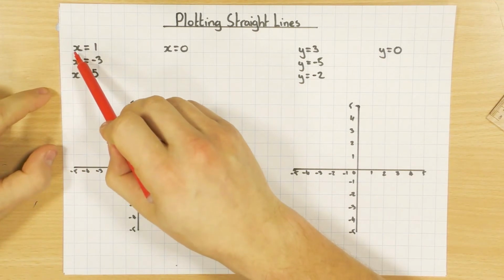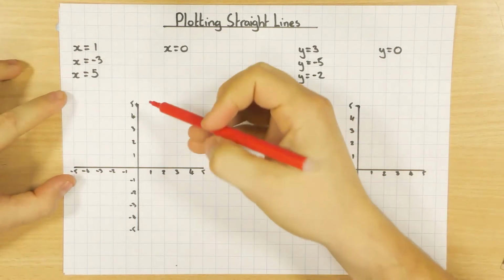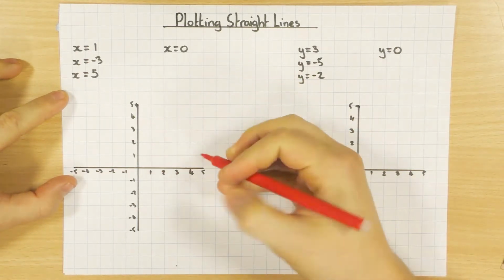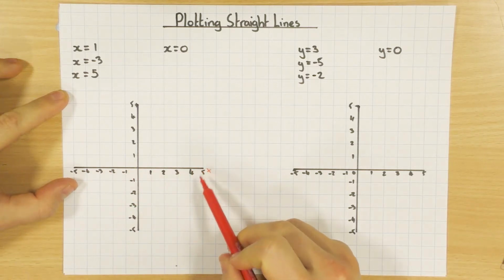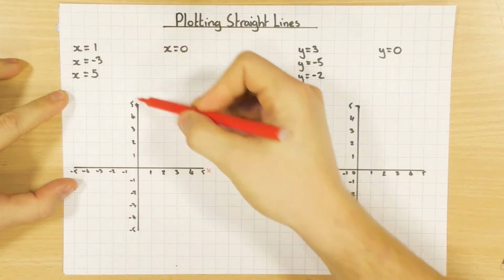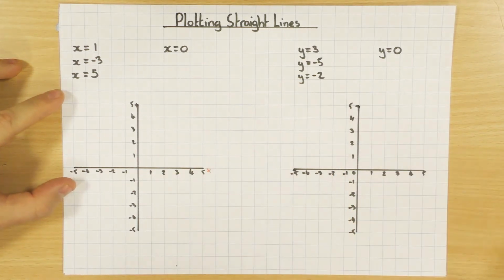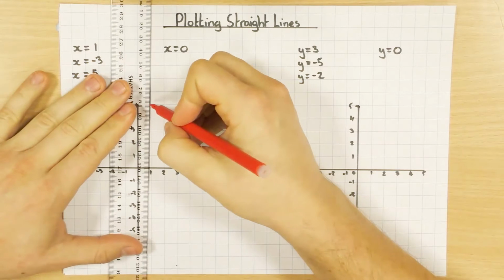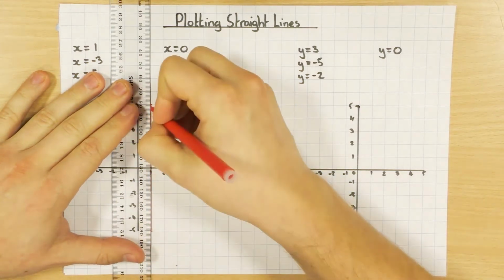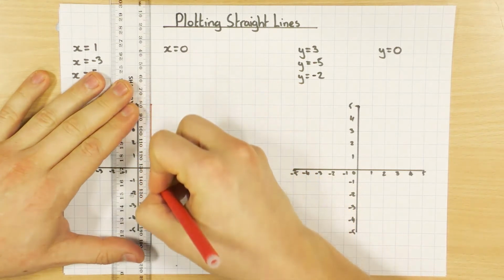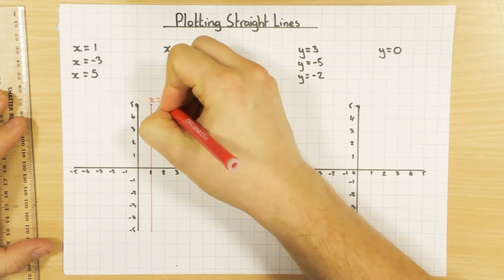So this one here, x equals 1. All that means is that the straight line goes through the x-axis. The x-axis is this one here, the horizontal one. And the straight line goes through x equals 1. So it's just this nice straight line going down like so. That one there is x equals 1.